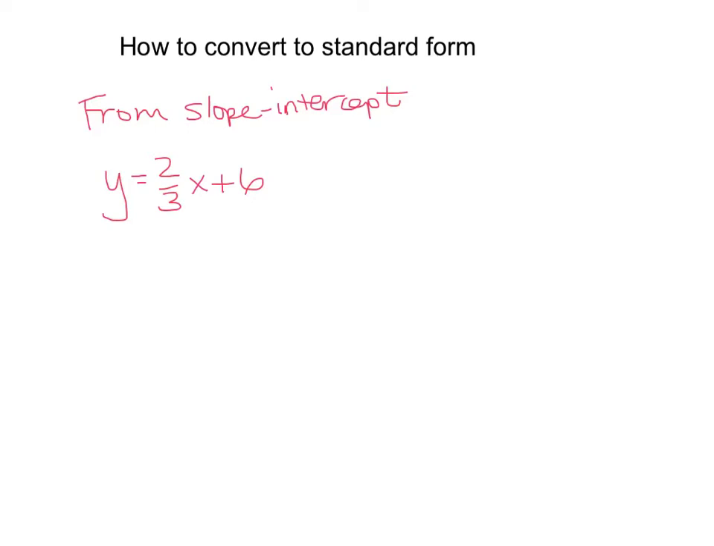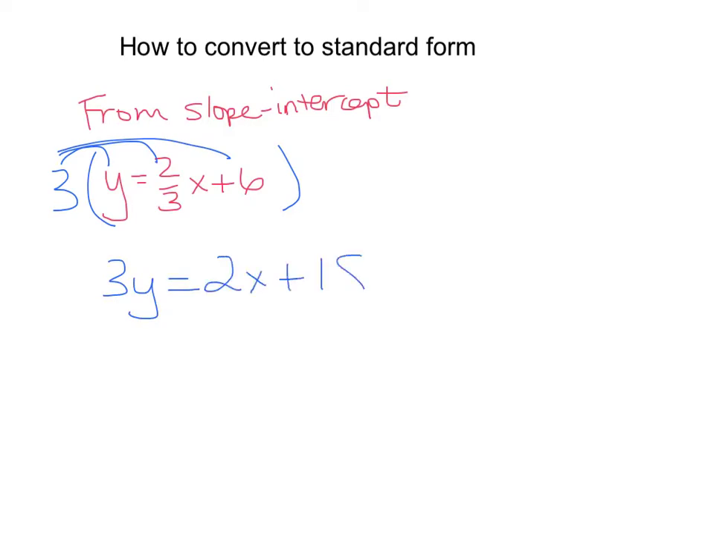We're going to start with slope-intercept, and the first thing to do is to get rid of the fraction here with the slope. And so what we're going to do is multiply this whole equation by 3. Okay, so we're going to multiply every piece of it. So we'll get 3y equals 2x plus 18. It's pretty handy, no more denominator.